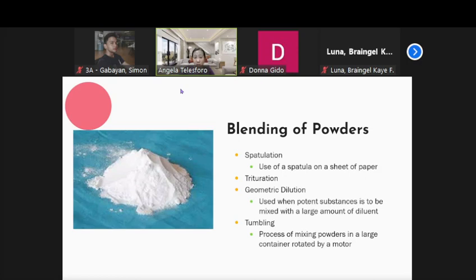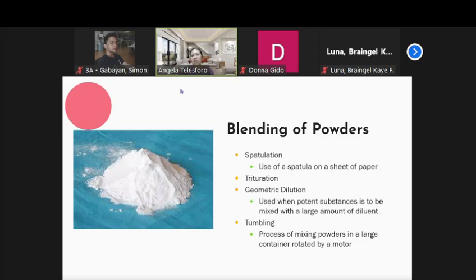Spatulation, so it really shouldn't be used for large amounts; it should only be a little. Then we have trituration, of course. Trituration can also be used to blend powders. So it is not only a process of comminution, but it can also be a process of mixing powders.